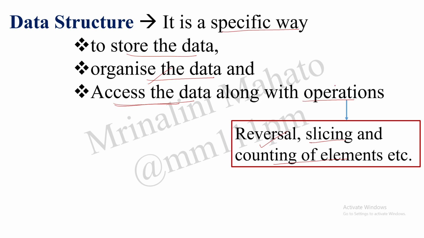Because if operations are not there, you just want to access the data. Now tell me, if you only access the data, if you don't want to do anything, just open it, is it useful for you? No. So whenever we open the data, definitely we have some reason: to reverse the data, otherwise slice it, otherwise count it, and we can display also like this.